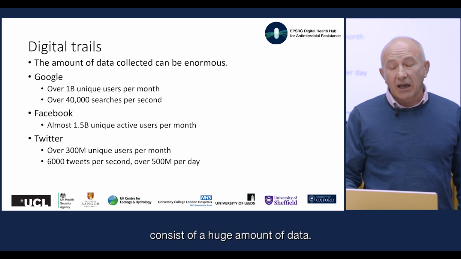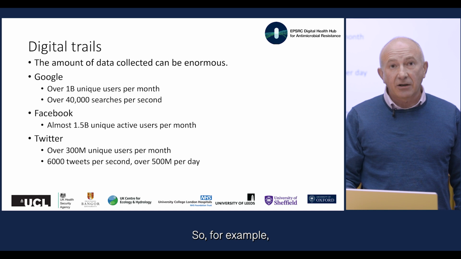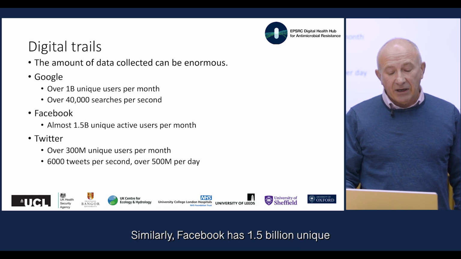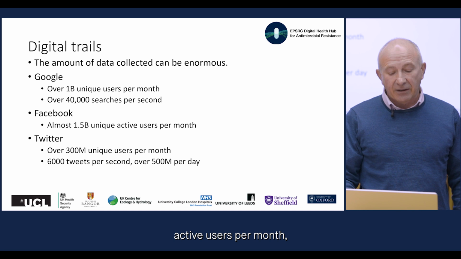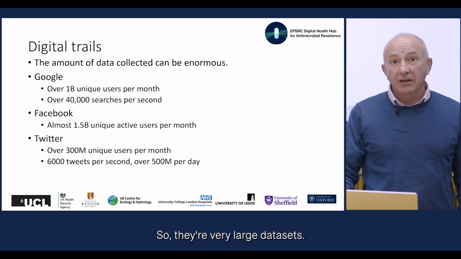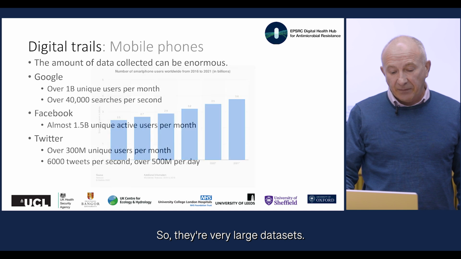Digital trails consist of a huge amount of data. For example, Google has about 1 billion unique users a month and about 40,000 searches a second. Similarly, Facebook has 1.5 billion unique active users per month. And Twitter has approximately 300 million. So they're very large data sets.